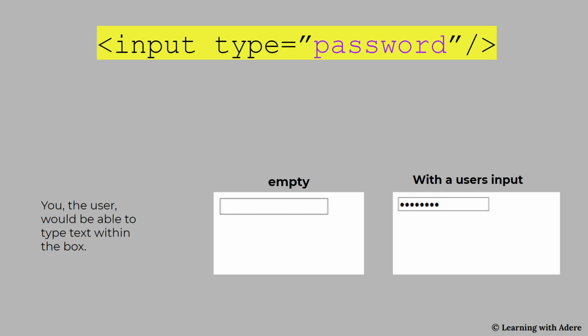So once again, we would be able to type in here. So hopefully you're getting the concept of what the type attribute does. And once again, the input is literally just to create this input field right here.